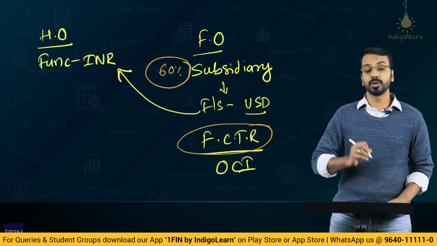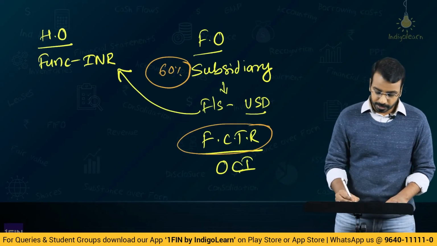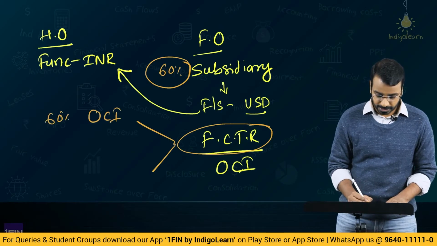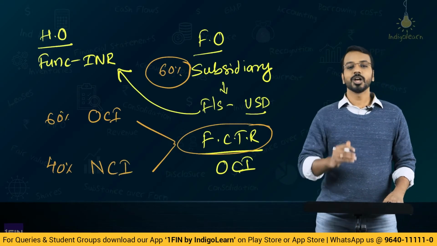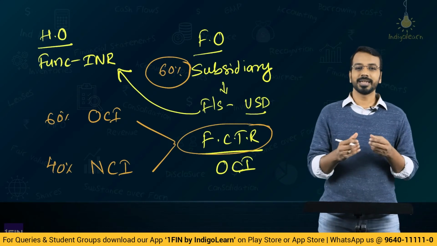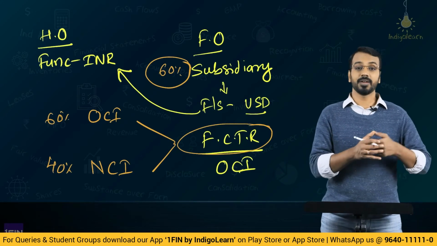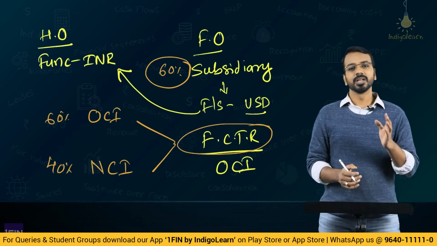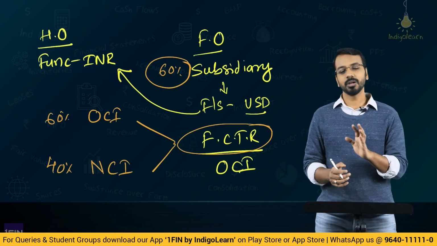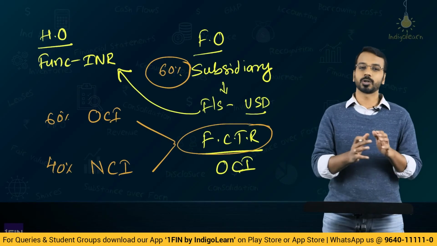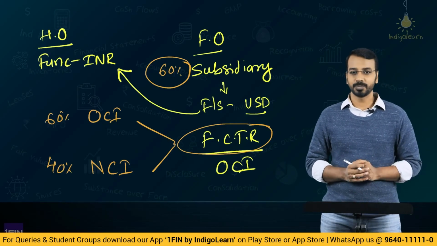But if it, let's say, is only a 60% subsidiary, then you have to split this into two parts. OCI for 60% and the remaining 40% share will be for NCI, that is non-controlling interest. So, the thing that you have to keep in mind is, whenever there is translation of financial statements and you are consolidating them, if it is not a wholly owned subsidiary, then the portion which is attributable to the non-controlling interest has to be credited or debited to the non-controlling interest and not to the OCI. That is one thing you have to understand.